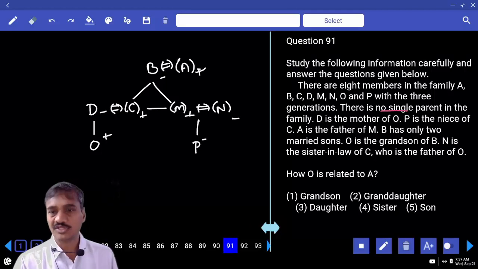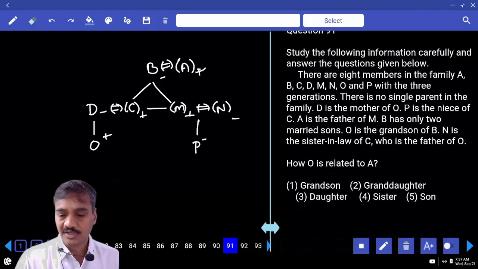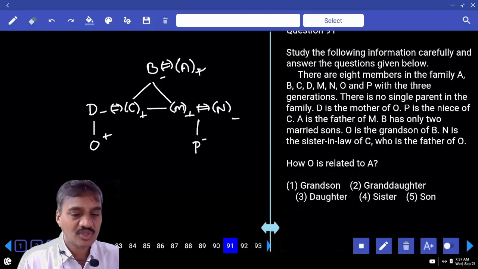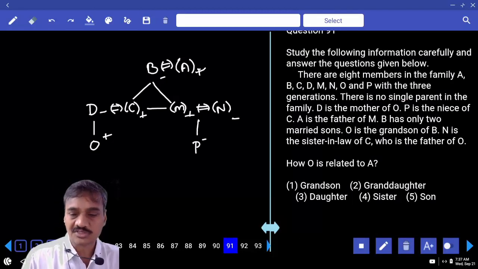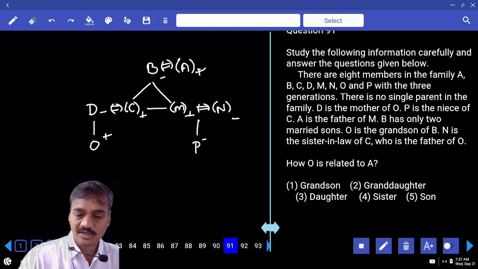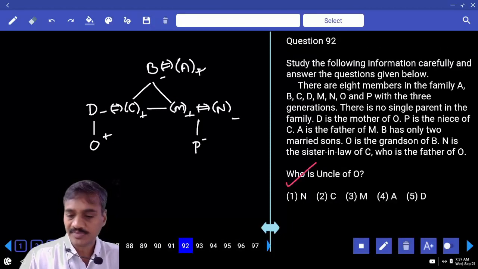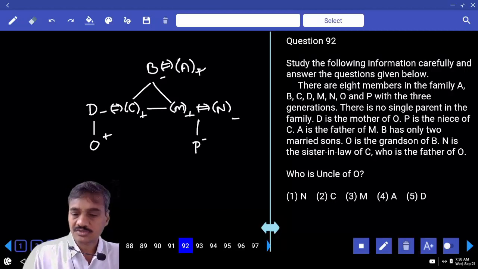Now the genders of all these persons are determined. Then how is O related to A? A's son's son is a grandson. Grandson is choice 1, question number 91. Question 92: who is the uncle of O? O's father is C, so C's brother, that means father's brother, uncle, that is choice 3.